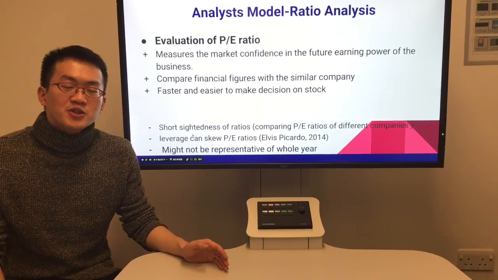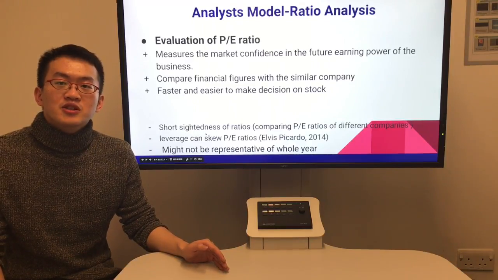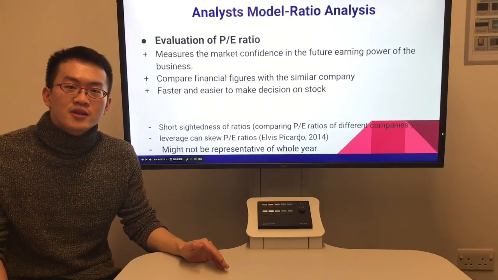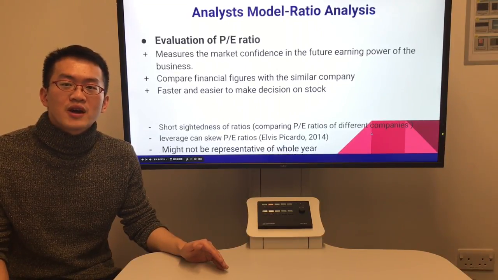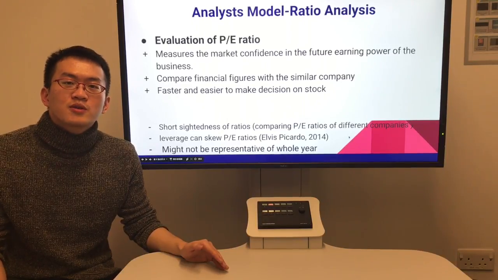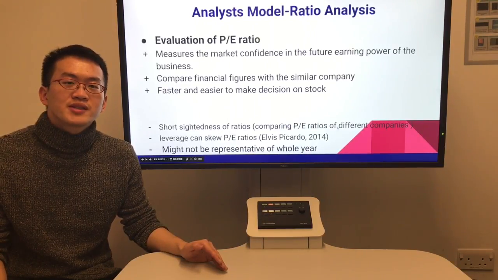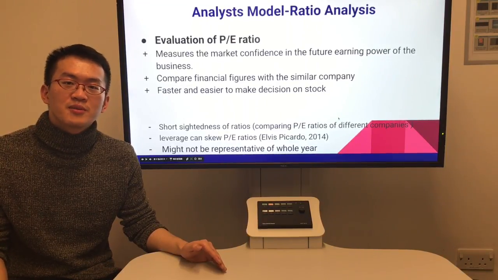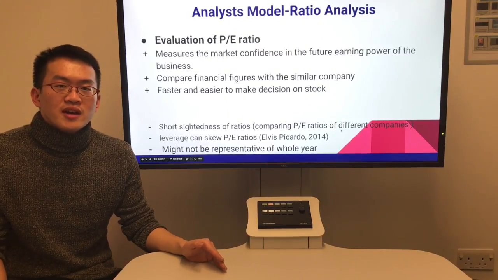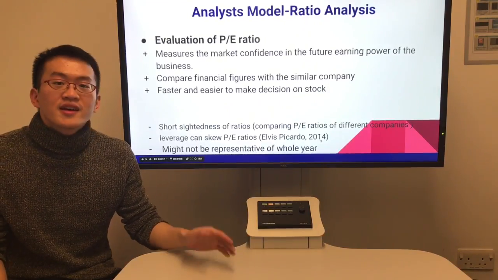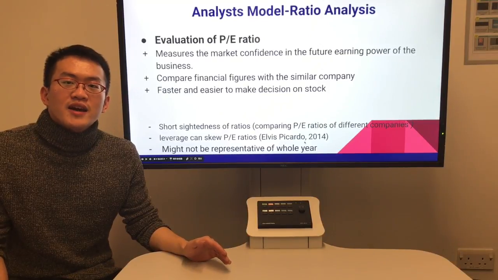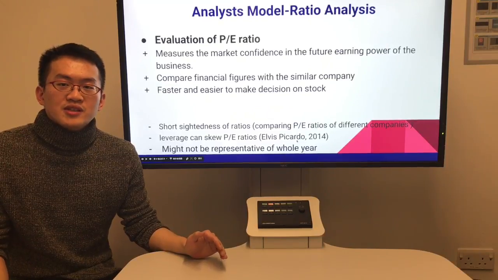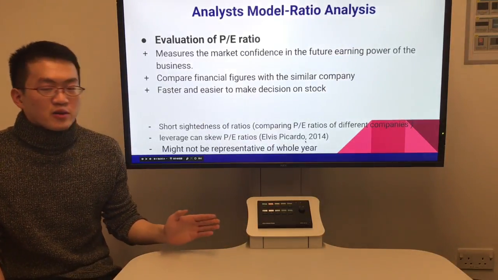One primary limitation of using PE ratios emerges when comparing the PE ratios of different companies. Valuations and growth rates of companies may often vary widely between sectors due both to the differing ways companies earn money and to the differing timelines during which companies earn that money. According to Ives Picado 2014, because a company's debt can affect both the prices of shares and the company's earnings, leverage can skew PE ratios as well. Now I hand over to Yanis.